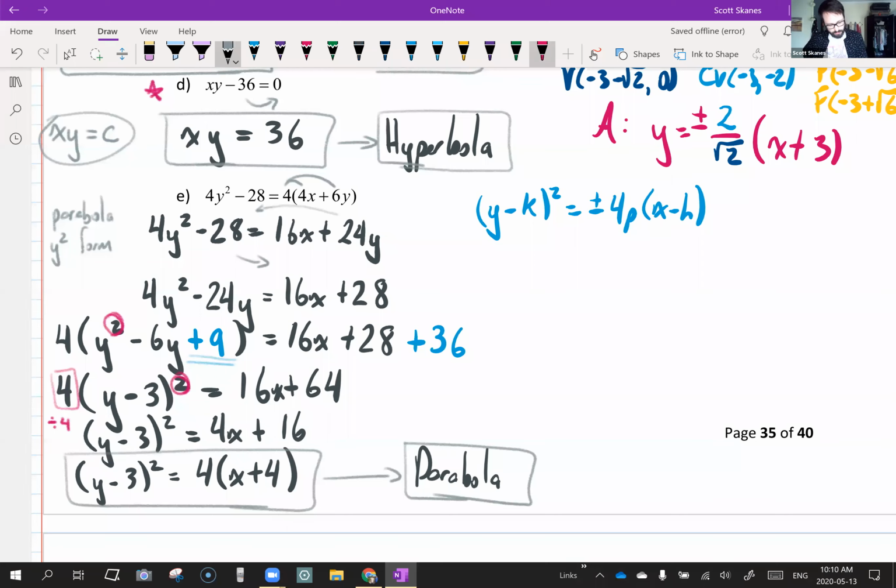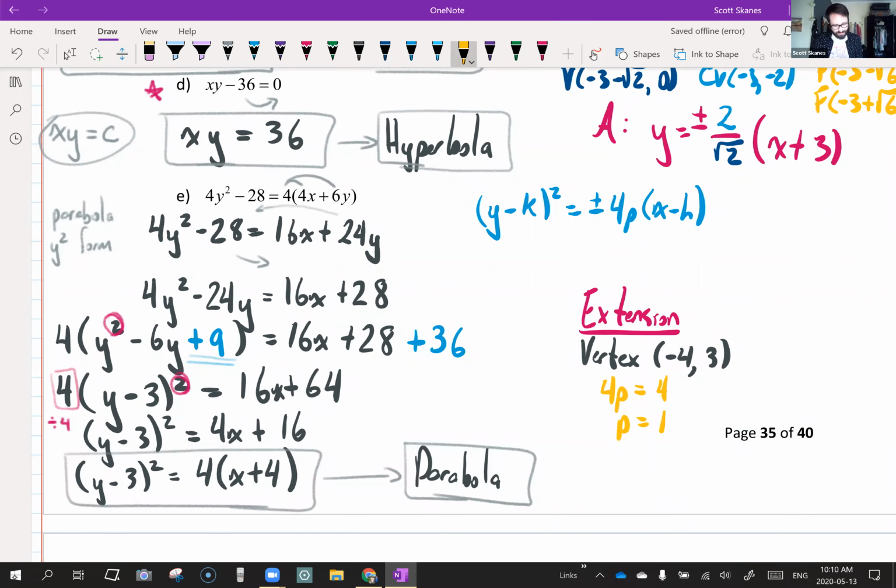You know, as an extension, I could ask, what is the vertex? That's our center really from the other ones. Our vertex would be -4 and 3. And then you might remember, I need focus now. So I need to figure out what P is. So 4P is equal to 4. That means P equals 1.